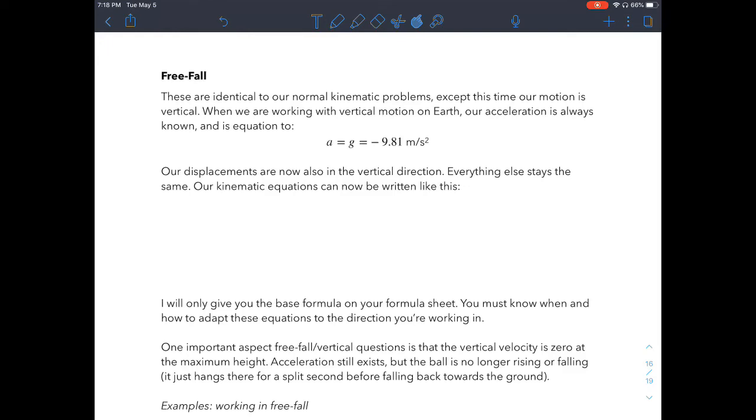Free fall questions. Now, these questions are exactly the same as the questions we were just doing, the normal constant acceleration problems, except now our motion is vertical. We're going straight up and down. And when we're working with vertical motion on Earth, our acceleration is always gravity, which is negative 9.81.